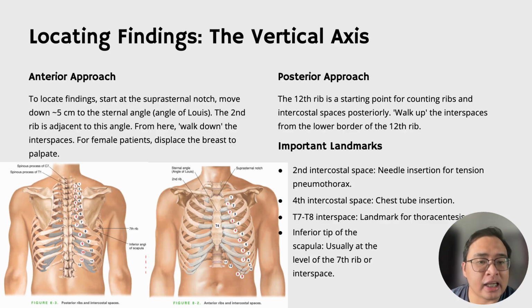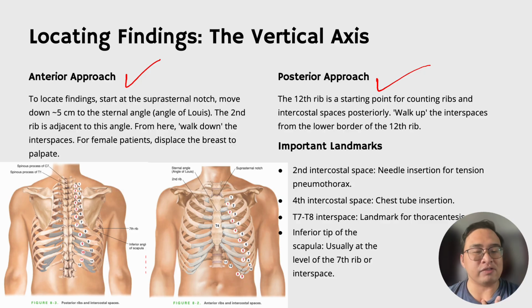You have two approaches, anterior approach and the posterior approach. Anterior approach, you're in front of the patient. Posterior approach, you're behind the patient. So in the anterior approach, to do it, first you need to feel the suprasternal notch. It's this notch here. It's very palpable, right? Then you move around 5 centimeters down to the sternal angle, also known as the angle of Louis. The second rib is adjacent to that angle.